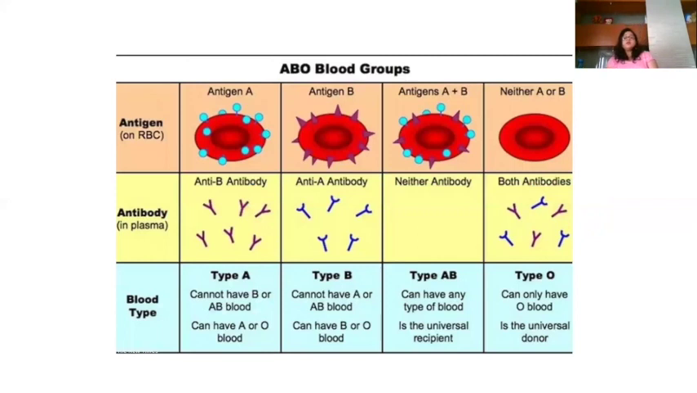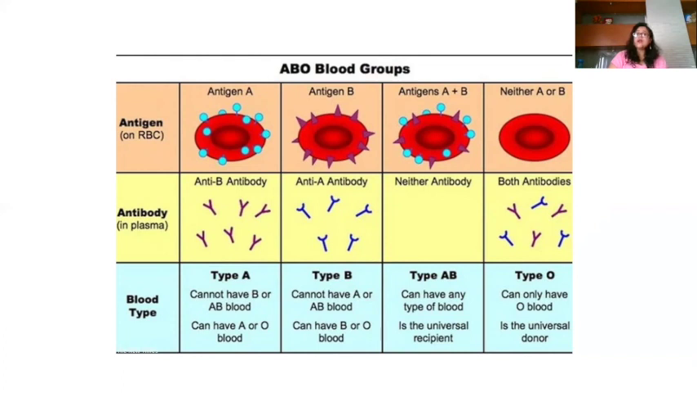Thus, you can see here in this table, I will repeat what I just said in the tabular format so that you can have it in front of you. Antigen A, when it is present on the RBC, in plasma, there will be anti-B antibodies and a person will have blood group type A.